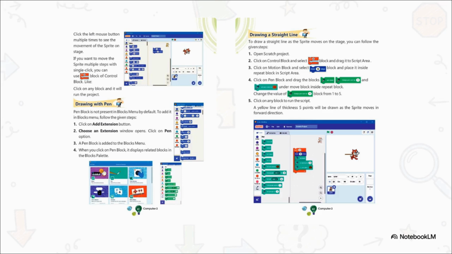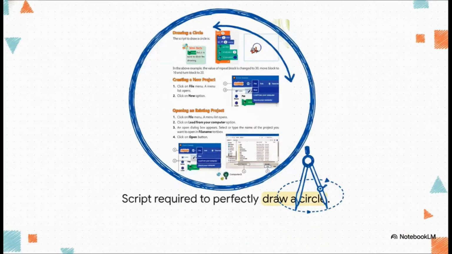Check this out. We combine an orange repeat block from our control category with our blue motion blocks and our brand new green pen blocks. By snapping in pen down and setting the pen size and color, our sprite will draw a nice thick yellow line as it moves forward. But what if we want a circle instead of just a boring straight line? It's easy. By simply changing the values inside our blocks, we get a totally different outcome.